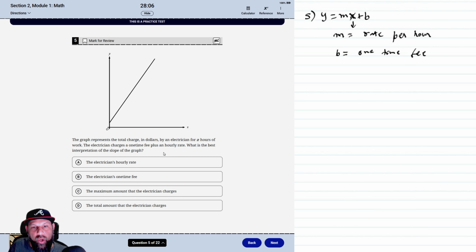The question is, what is the best interpretation of the slope of the graph? So the slope of the graph, m, is going to be the rate per hour, which also means that it's the hourly rate. So the answer is going to be A, electrician's hourly rate.